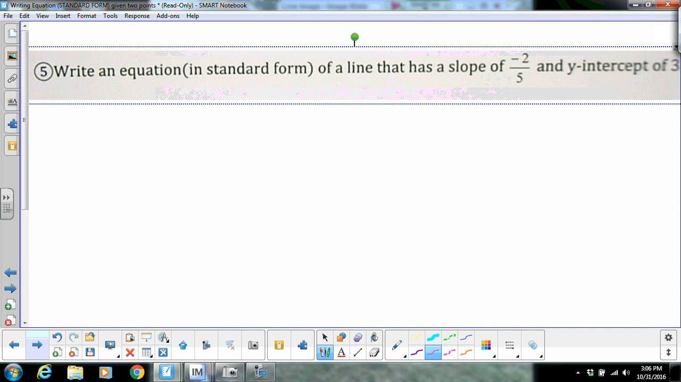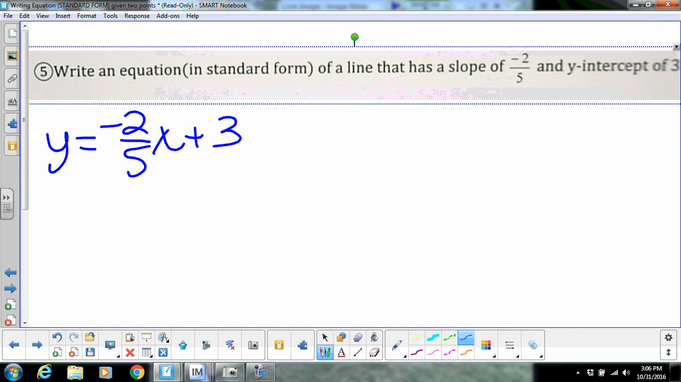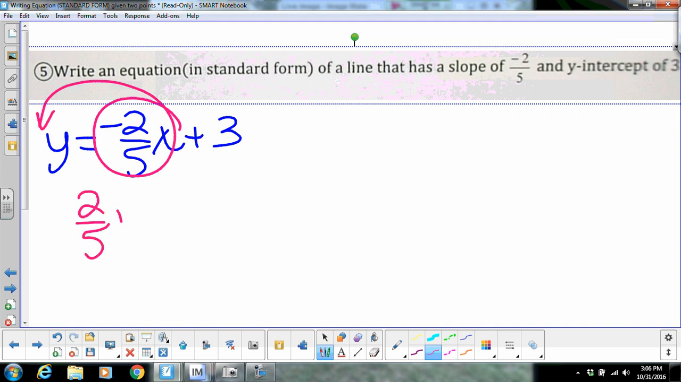Number 5, again, standard form, gave us a slope of negative 2/5 and a y-intercept of 3. So we're going to start with negative 2/5 x plus 3. All right, first step is going to be to move the x to the same side as the y, so that's going to make that a positive 2/5 x plus y equals 3. Second criteria is that x has to be positive. Our x happens to already be positive.